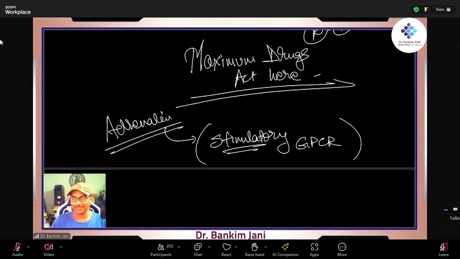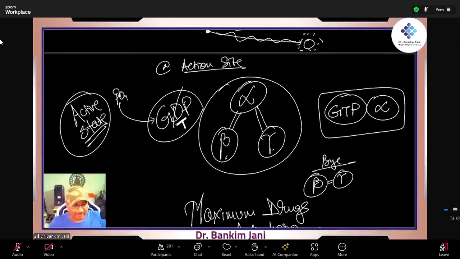More than this, it cannot be simplified. This is a continuous process, so I'm going pretty slowly, and I can't repeat everything from the beginning. Please pay very proper attention, full attention. So far we have done only one step: in the inactive state, as it is stimulated, GDP becomes GTP, guanosine triphosphate, and the alpha takes GTP along with it and detaches from beta and gamma. That's it. Only this much.